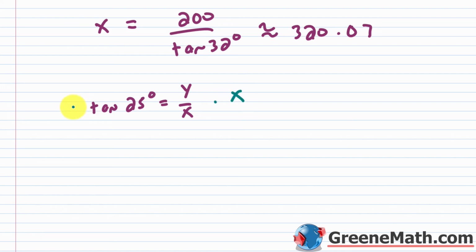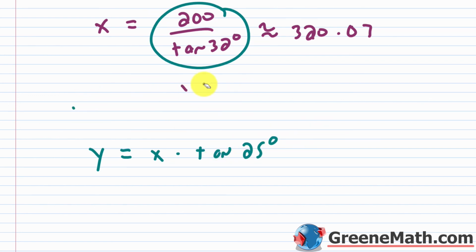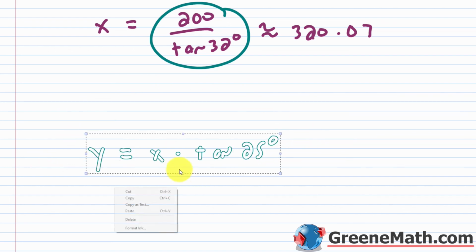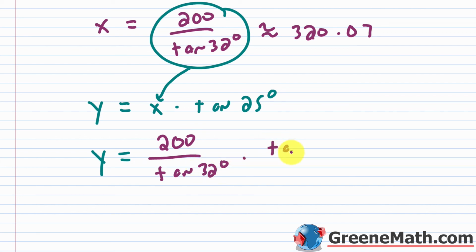And I'm going to multiply both sides by x here, just like we did in the last problem. So you see y is equal to x times the tangent of 25 degrees, like that. We can get rid of this. And essentially all I'm going to do is just plug in for x. So I'm going to plug this in right there. So y is equal to 200 over the tangent of 32 degrees times the tangent of 25 degrees. So let's punch that into the calculator.